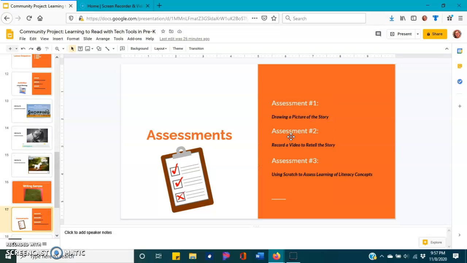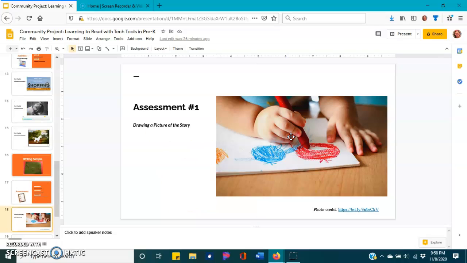So our assessments are: assessment number 1, drawing a picture of the story. Number 2, recording a video to retell the story. Number 3, using Scratch to assess learning of literacy concepts. And in assessment number 1, after they complete activity 1, the teacher will have the students draw a picture to retell the story they read on Story Jumper.